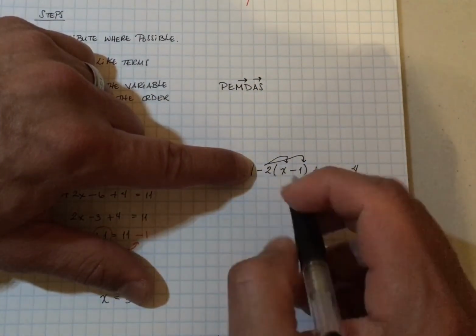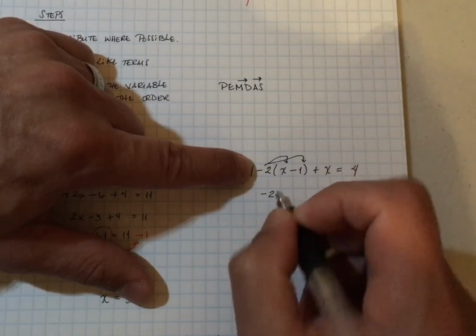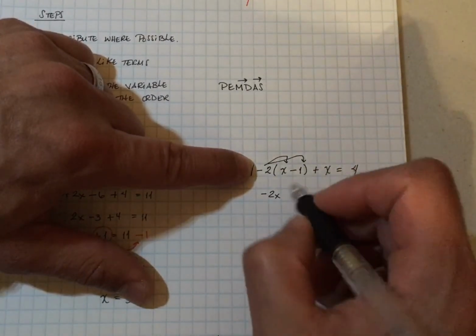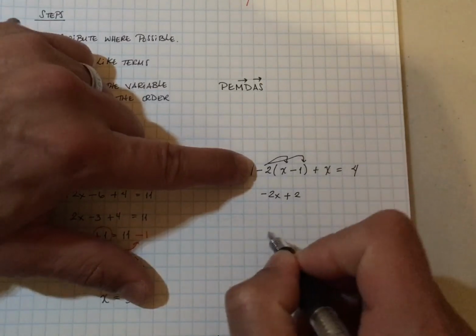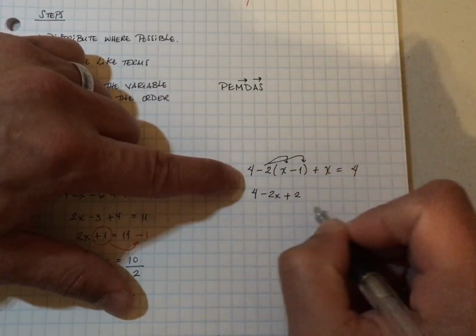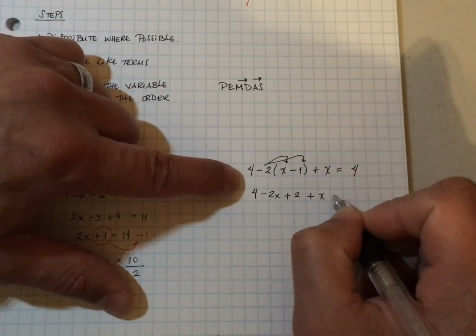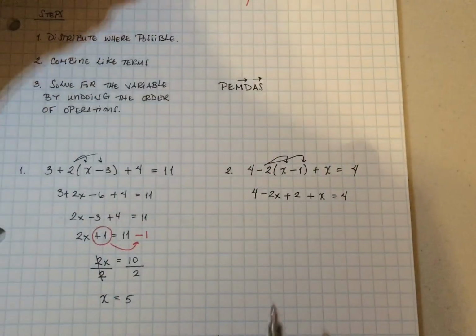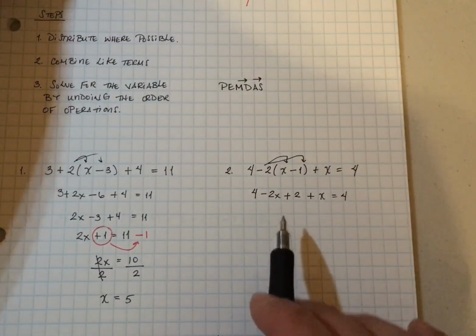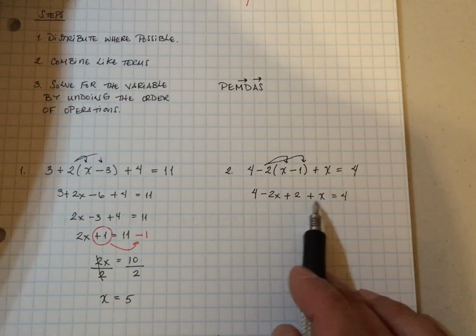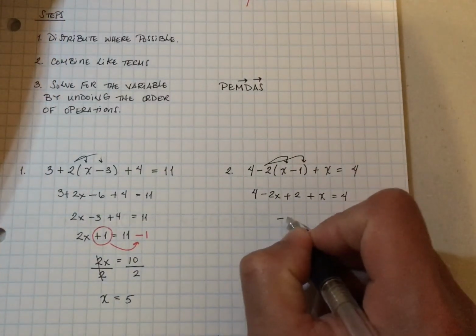So negative 2 times x is negative 2x. Negative 2 times negative 1 is a positive 2. Bring down the 4, and then you bring down everything else. So now we're going to add what we can. So negative 2x plus x, that's going to give you negative x.